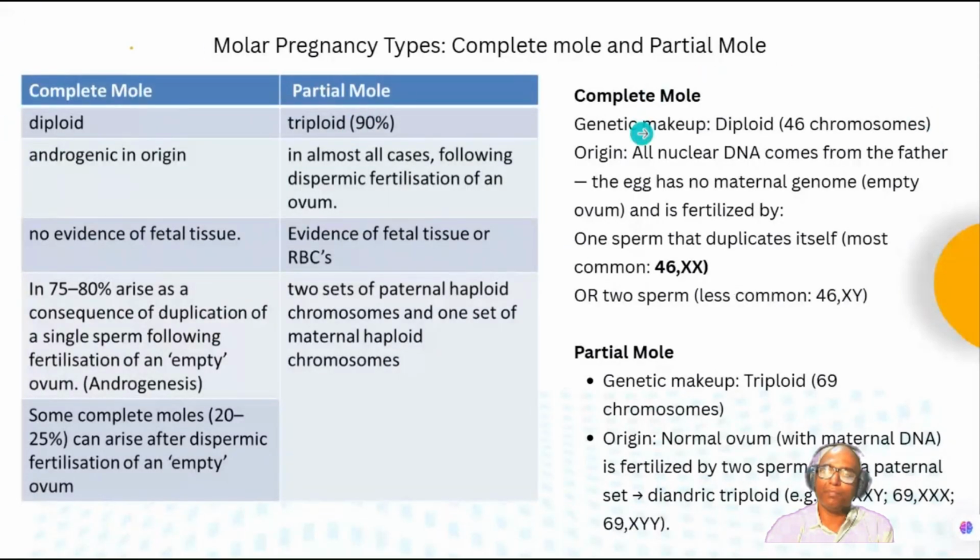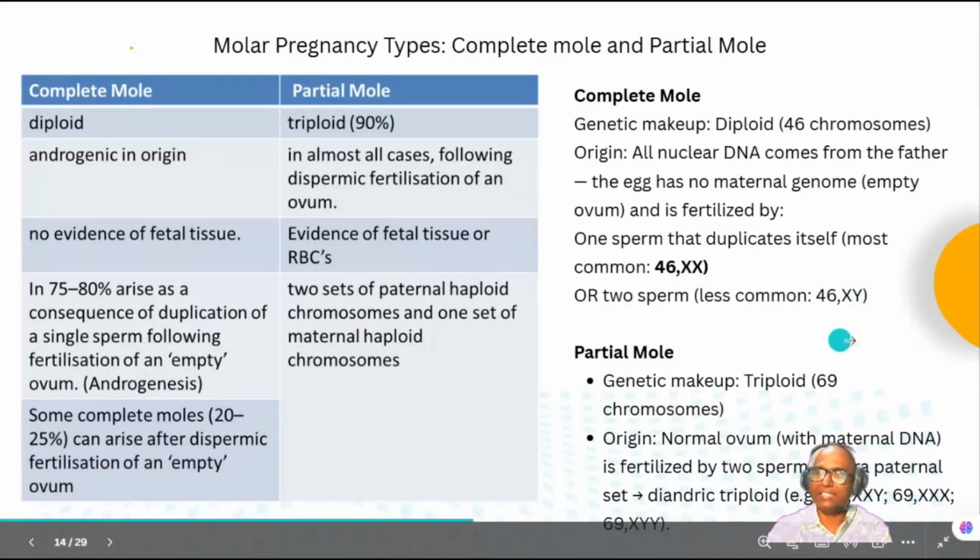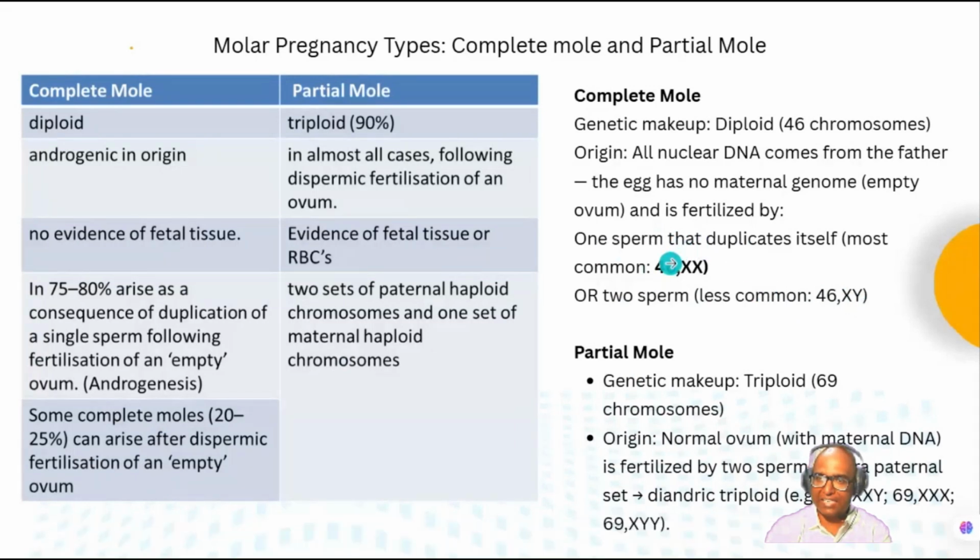So what is the genetic makeup in complete mole? It is 46XX. The nuclear DNA comes from the father only. Okay, the egg has no maternal genome. It is an empty ovum and it is fertilized by one sperm that duplicates itself, and the most common is 46XX, or by two sperms. Okay, that is less common. So less common is 46XY, more common is 46XX.